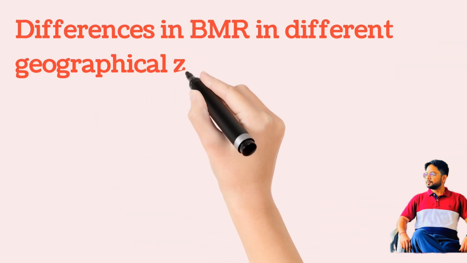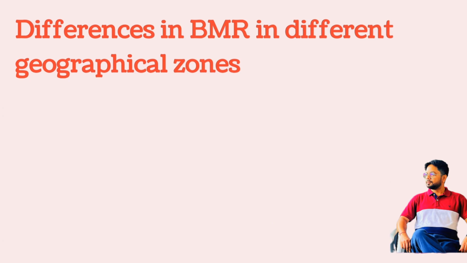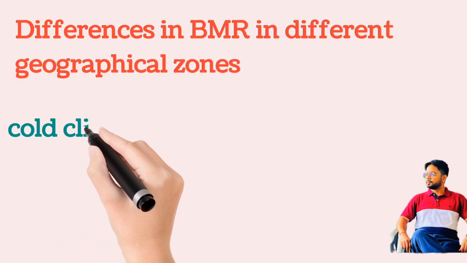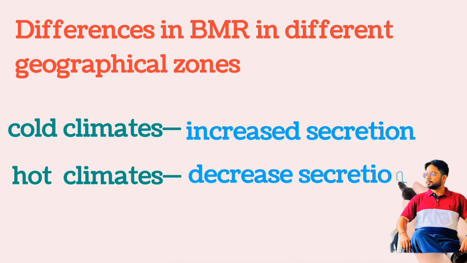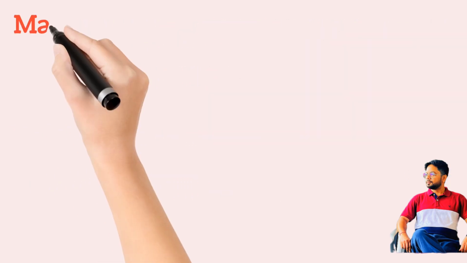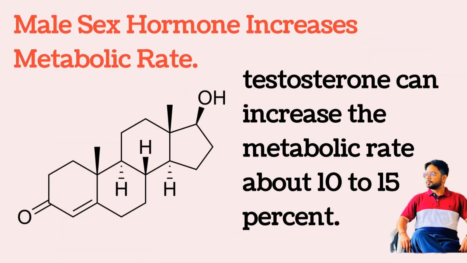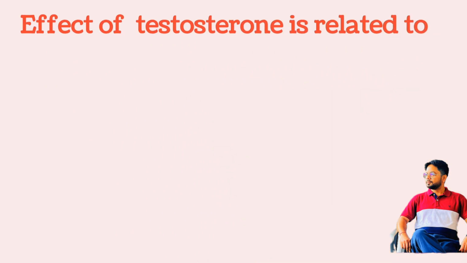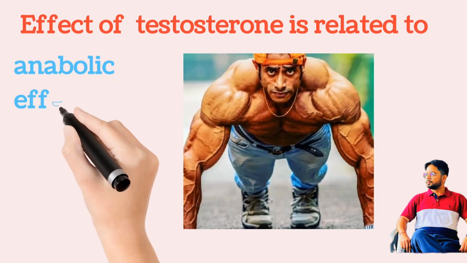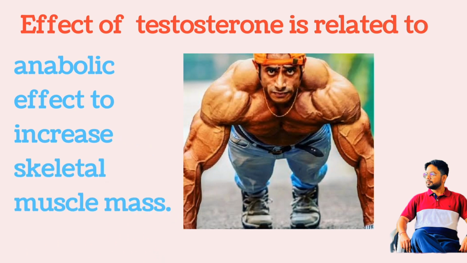Adaptation of the thyroid gland with increased secretion in cold climates and decreased secretion in hot climates contributes to the differences in BMR among people living in different geographic zones. The male sex hormone testosterone can increase the metabolic rate about 10 to 15%. The female sex hormones may increase the BMR a small amount. This effect of testosterone is related to its anabolic effect of increasing skeletal muscle mass.